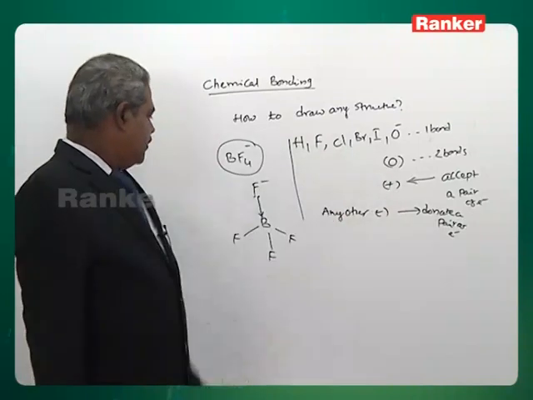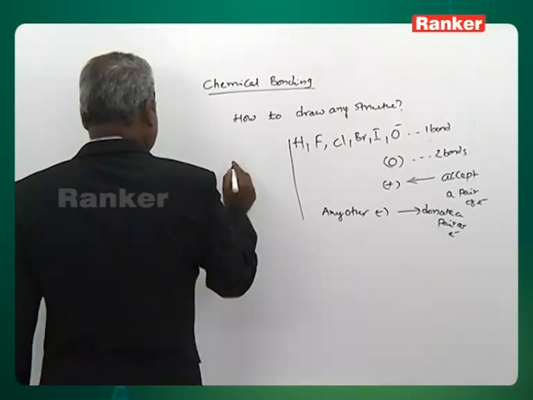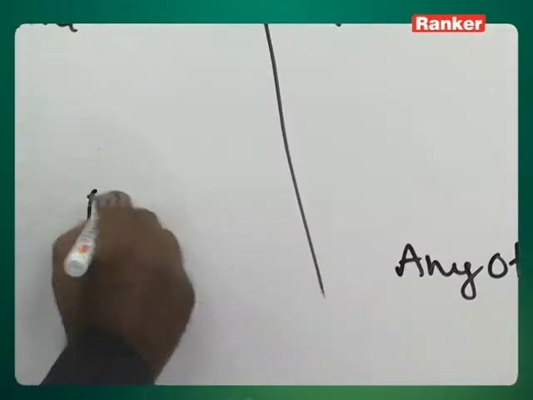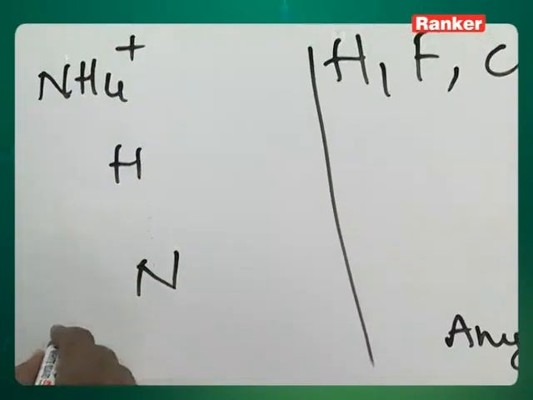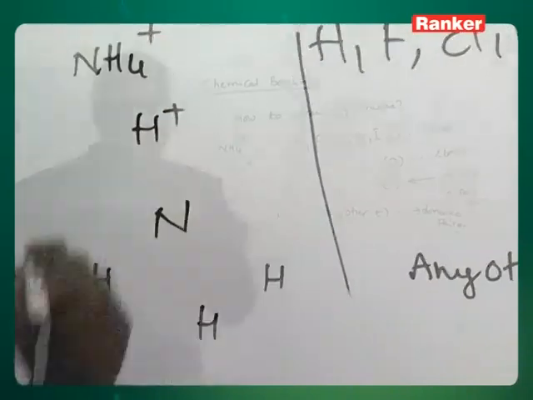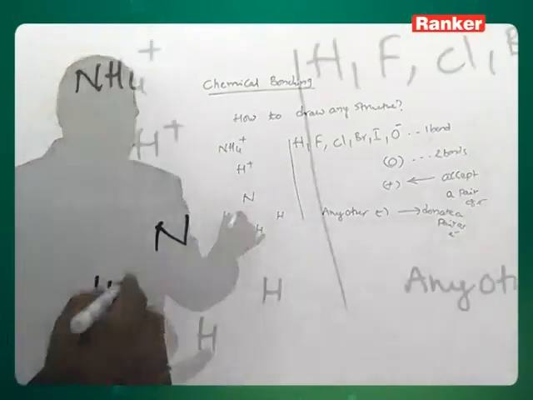So, BF4 minus. Next, NH4 plus. 1 nitrogen, 4 hydrogens. One of them is a plus. What is the role of hydrogen? Hydrogen forms 1 bond.